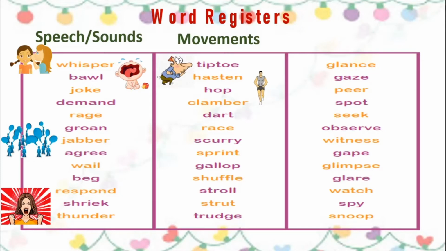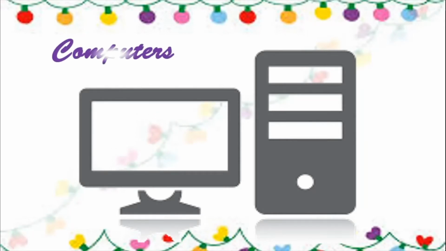What are these words connected to? Try and find out what these words are connected to. So this is one exercise for you to do. Okay, so these are how word registers are written. Now the exercise in our textbook tells us to make a word register related to computers.